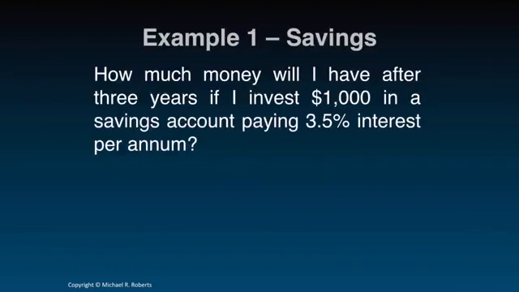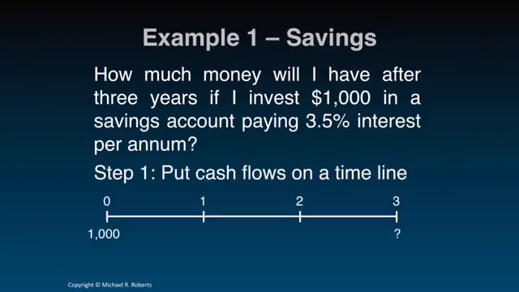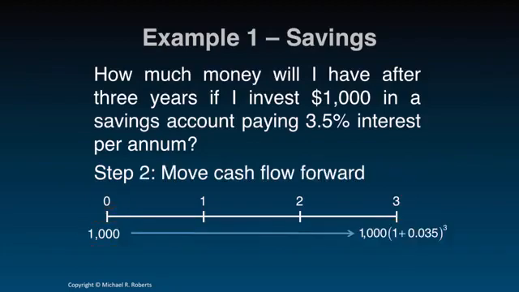Let's do an example. How much money will I have after 3 years if I invest $1,000 in a savings account paying 3.5% interest per annum? Well, step 1, put down a timeline and put the cash flows on it. So I'm going to invest $1,000 today, period 0, and the question's asking how much money I will have in 3 years. Well, all we're going to do is move the cash flow forward in time by compounding. I'm going to multiply by 1 plus r, where r is 3.5% in this case, and I'm moving the cash flow 3 years forward in time, so that's a positive 3 exponent on my discount factor.